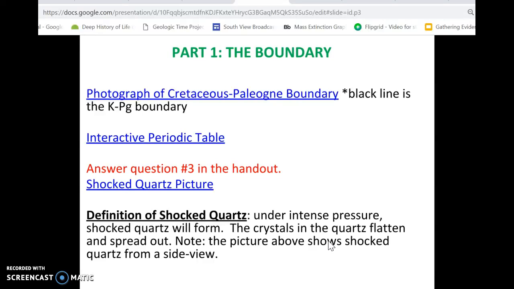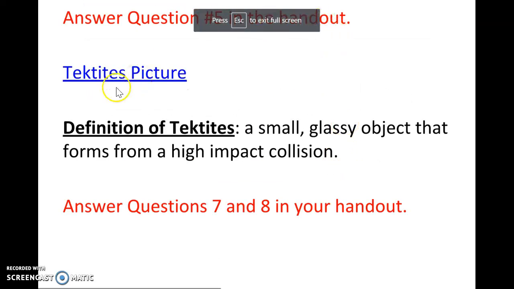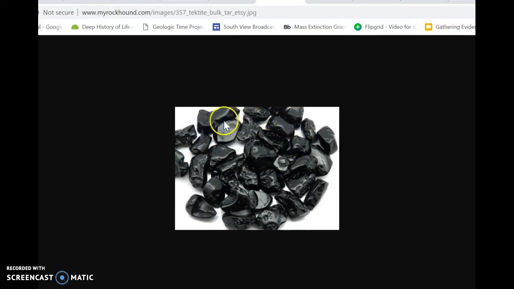And now I'm going to advance to question 6, which says to observe the picture of tektites. All right, so here are what tektites look like. Okay, they're these glassy black objects. They look kind of like obsidian, if you've ever seen obsidian rock, but they're not quite that. Okay, so I'm looking at the picture. And then question 7 on the next page of your packet says, what are tektites and what does their formation suggest about the potential cause of the KPG extinction?